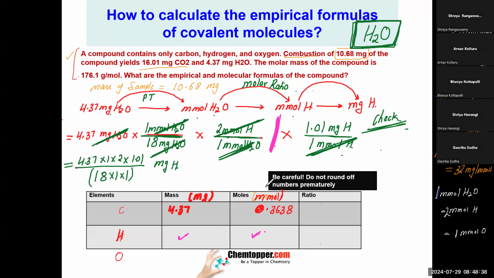And get the millimoles of hydrogen. And then multiply it by 1.01 to get the milligrams of hydrogen. So first give me the millimoles of hydrogen. All of you are doing the calculation.